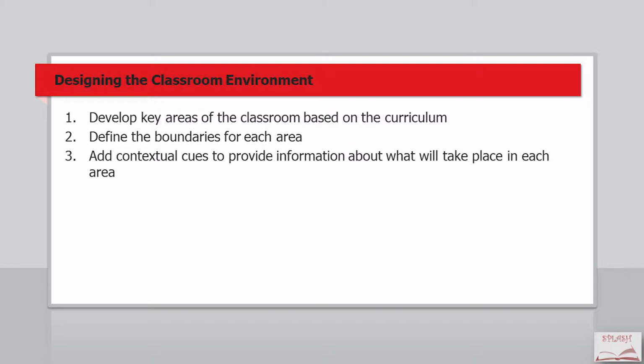The University of North Carolina Teach Autism Program's structured teaching approach describes 3 key steps to use as you set up your classroom learning environment. The first step is to set up key areas of the classroom based on the curriculum. You will then use the furniture and materials to help define the boundaries for each of these areas. The final step in designing the physical structure is to add contextual cues to provide a general idea of what is expected in each space. The steps will be broken down in detail in the following slides.